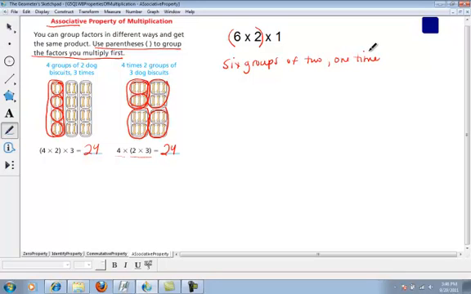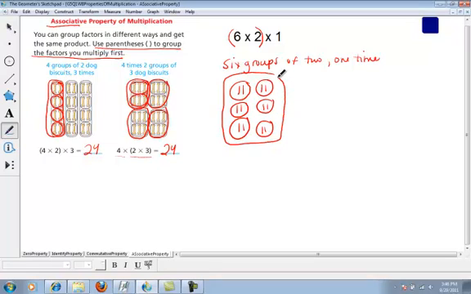1 time. So I'm going to make 6 groups of 2. So I'm going to draw 6 groups. 1, 2, 3, 4, 5, 6. And I have 6 groups of 2. So I'm going to put 2 in each group. And how many times do I have 6 groups of 2? Just 1 time. So I can see here that the value of 6 groups of 2 1 time is going to be 2, 4, 6, 8, 10, 12. The value is going to be 12.